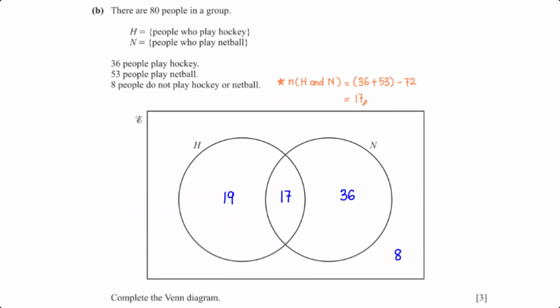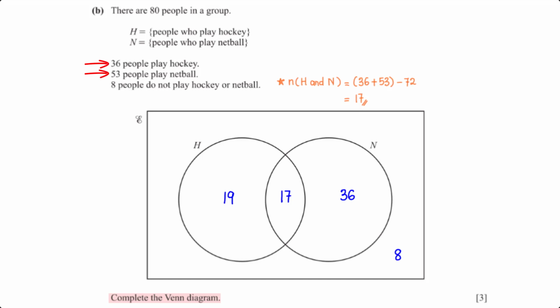There are 80 people in a group. H is the set of people who play hockey. N is the set of people who play netball. Complete the Venn diagram. We've been told that 8 people do not play hockey or netball, so we have 8 outside sets H and N. We now have 72 people left.